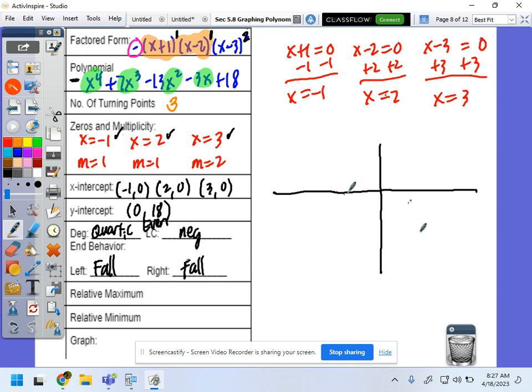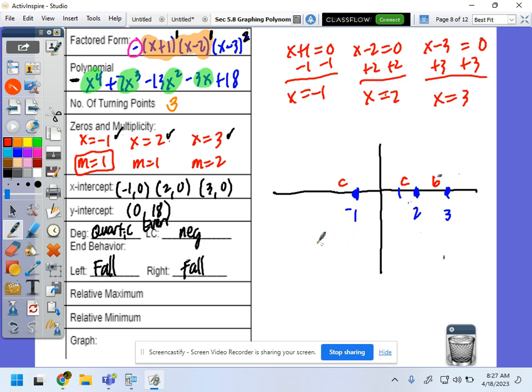We expect that it will cross the x-intercept -1. This is, let's say, -1, 2, 3. If you notice, I'm putting the numbers there. Another thing you need to remember: m equals 1 means it's going to cross. I put C there. m equals 2, m equals 1 and x equals 2. This will cross also here and it will bounce over here, right?